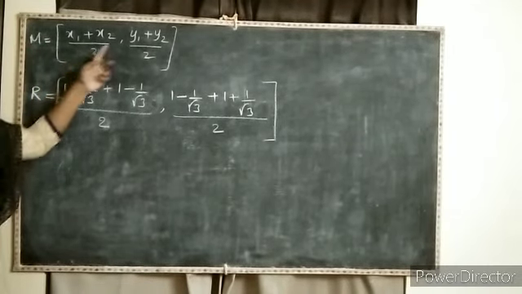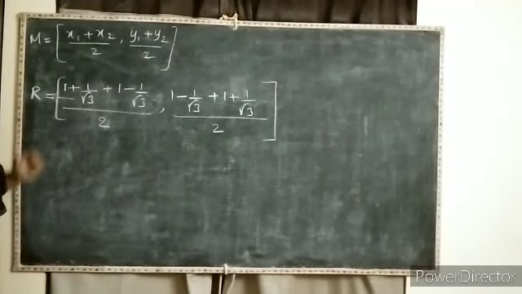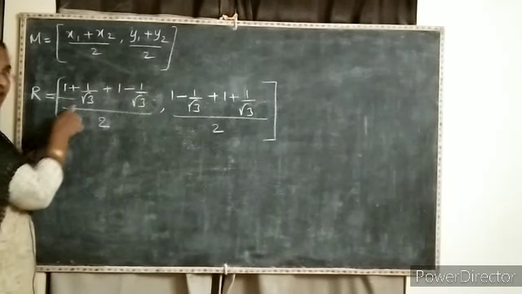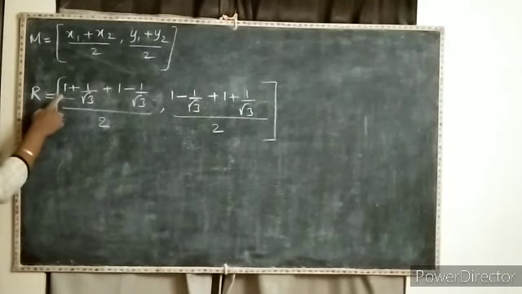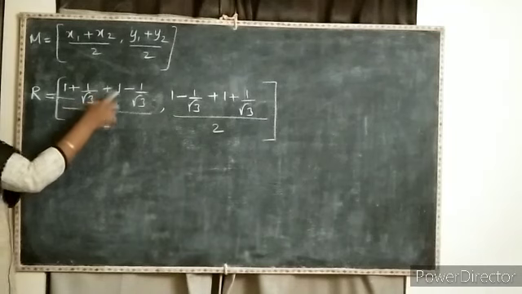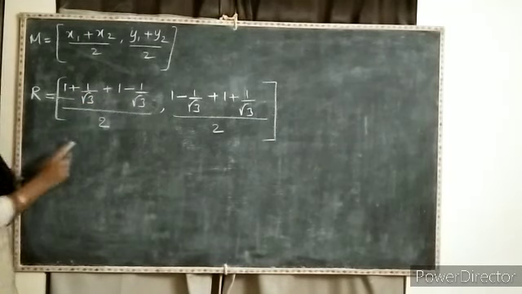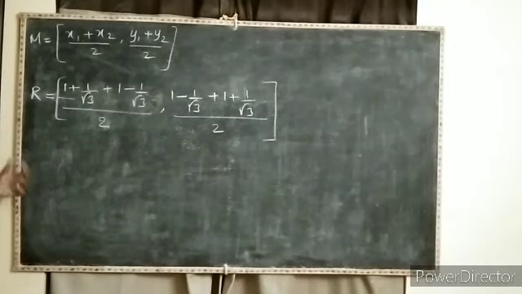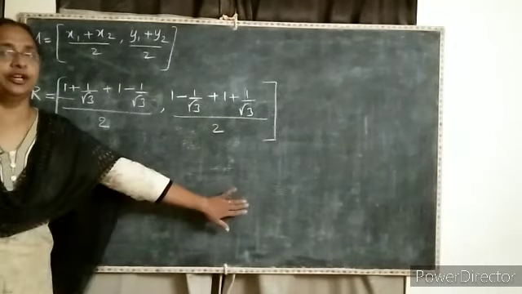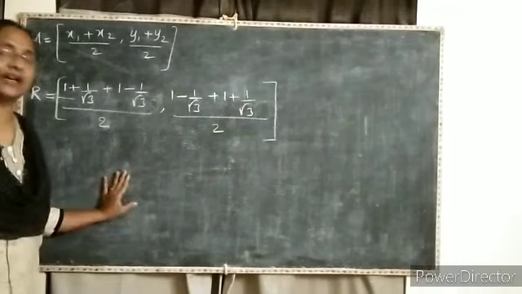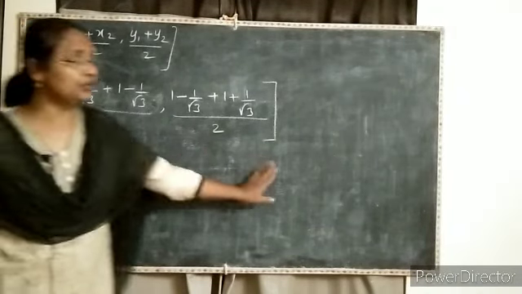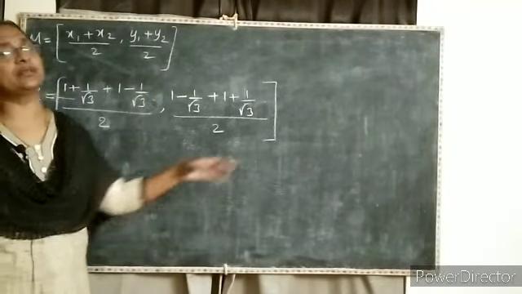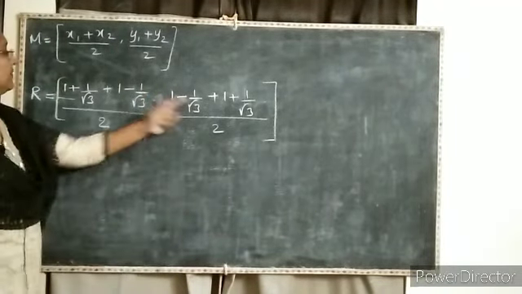(x1 + x2)/2, (y1 + y2)/2. Now I have substituted the x1 and x2 of point P as well as point Q. Now 1 plus 1 by root 3 plus 1 minus 1 by root 3. Just refer to the previous step I did to find the values of P and Q. From P take the first coordinate as x1, from Q take the first coordinate as x2. The next ones are y1 and y2, and I have substituted.